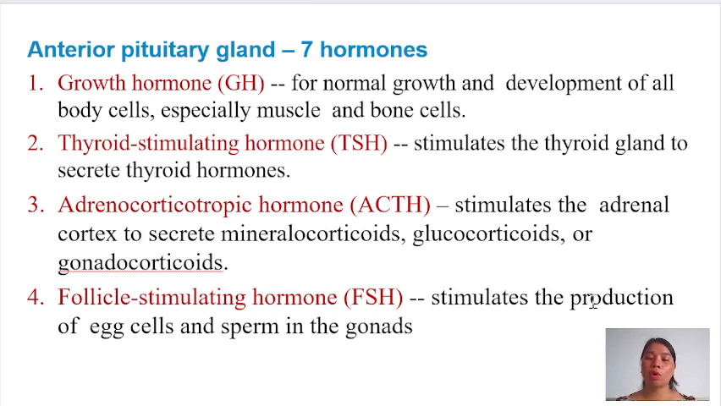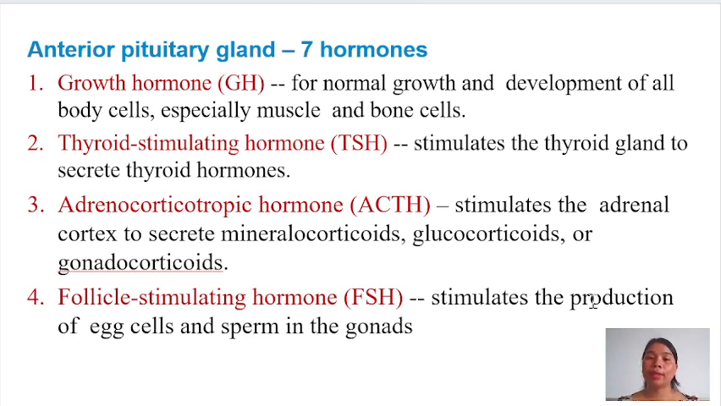So thyroid stimulating hormone, the main function is to stimulate the thyroid gland to secrete the thyroid hormones. Then adrenocorticotropic hormone stimulates the adrenal cortex to secrete mineralocorticoids, glucocorticoids and gonadocorticoids. These hormones produced under the influence of adrenocorticotropic hormone usually help in regulating various functions relating to the body. Then follicle stimulating hormone stimulates the production of egg cells and sperms in the gonads.